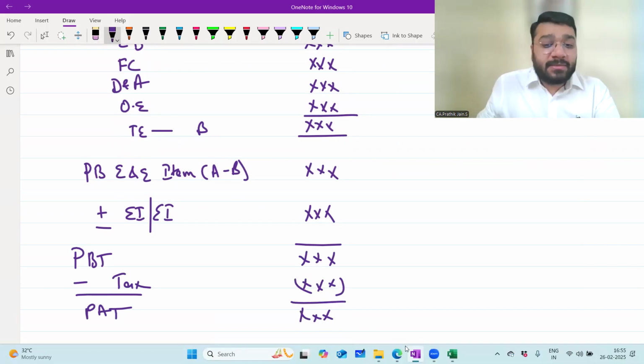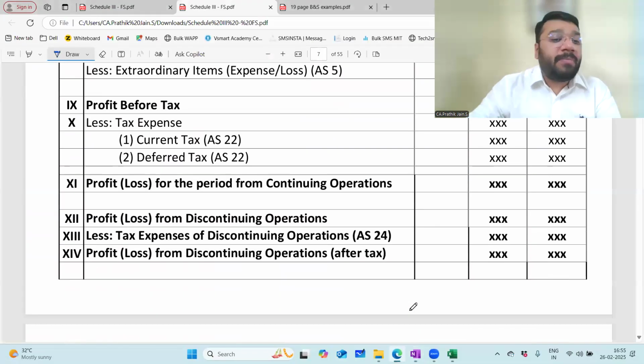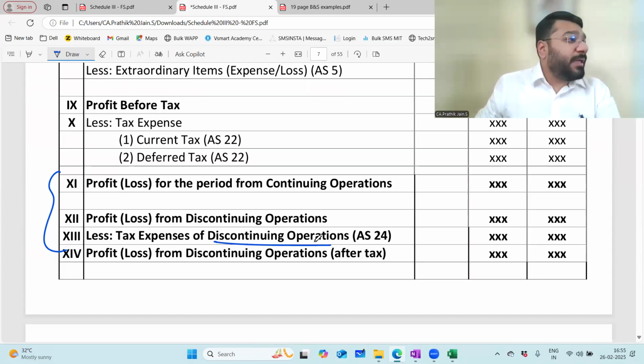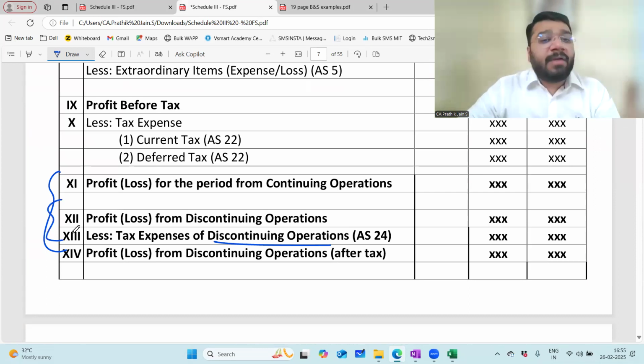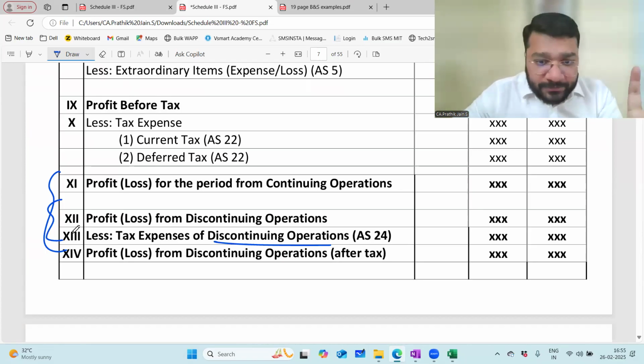Is this the proper format of Schedule 3? No, because in this you have something in between, something pertaining to the discontinuing operation. I have not discussed this. There's a separate accounting standard, Accounting Standard 24, which talks about the accounting for discontinued operations. I'll be discussing this topic there, and that is when I can give you proper clarity on what this item is. But as of now, I've incorporated this in the format I've given. We can discuss it when we come across the particular accounting standard. Am I loud and clear?